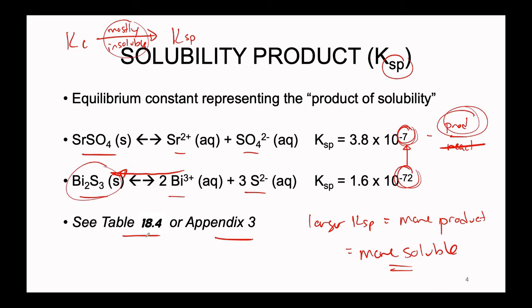So in table 17.4 in the text, as well as appendix 3, we have a bunch of solubilities. That's actually where I grabbed these two solubilities from. So if you're working on homework problems and a Ksp is not given to you, feel free to check out these tables here and pick out the Ksp that you are going to presumably be working with.